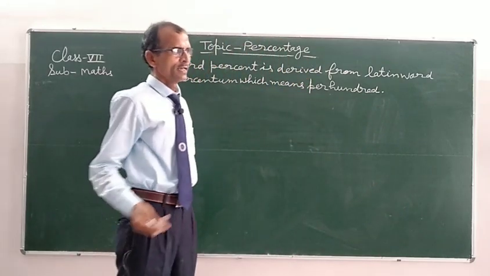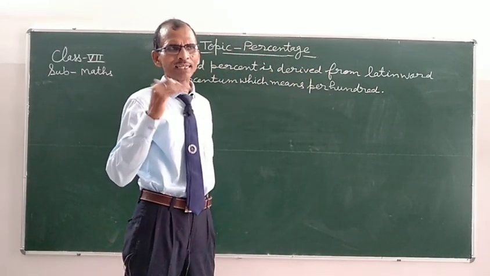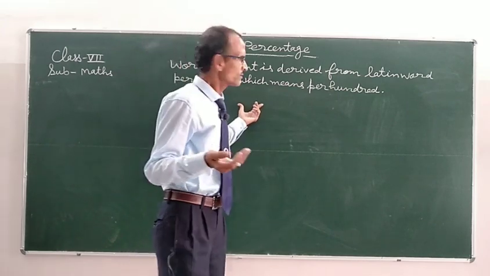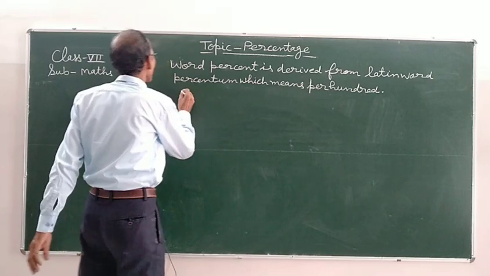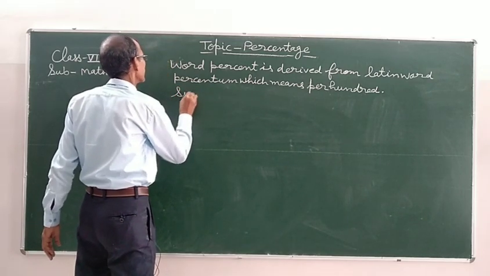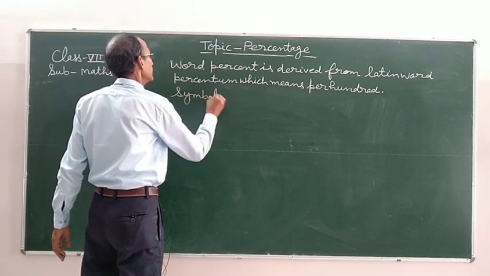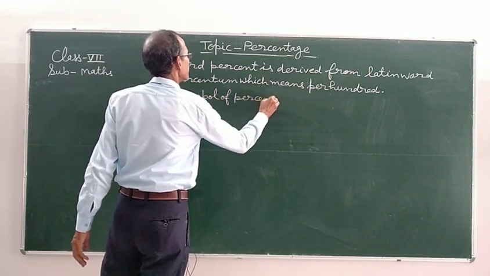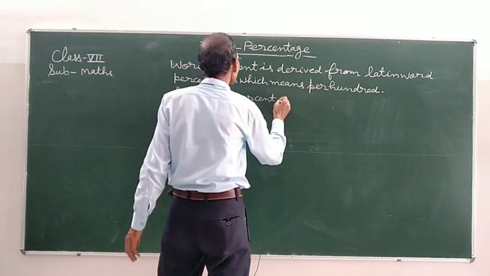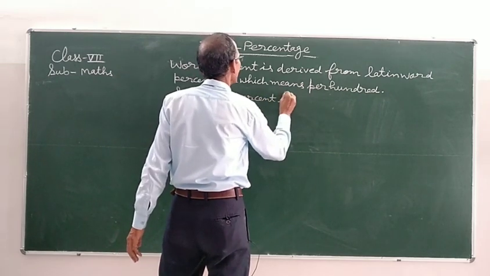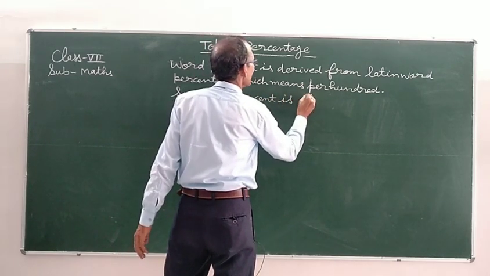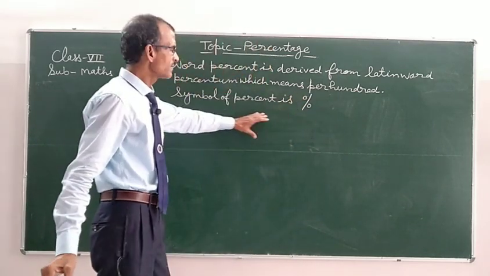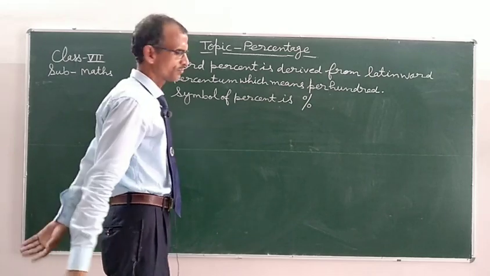When we calculate the value of a quantity out of 100, that is called percentage. Okay? The symbol of percent is like this, a slash and two zeros. This is the symbol of percentage.